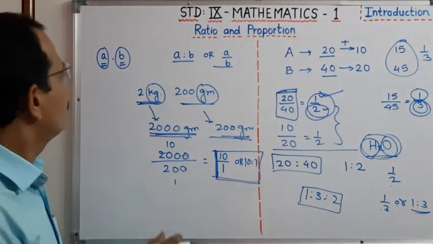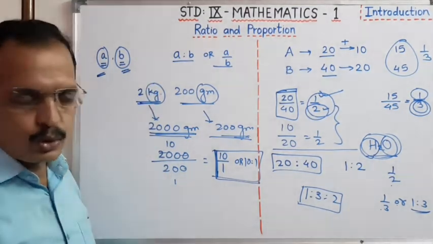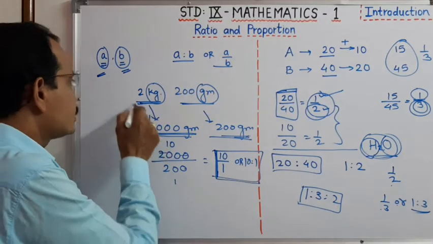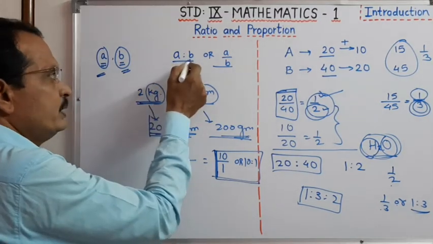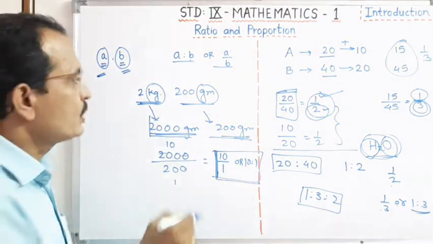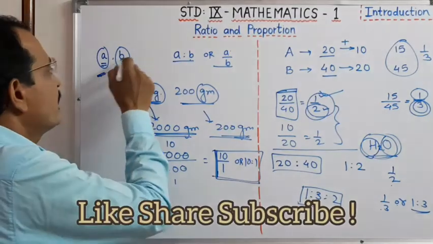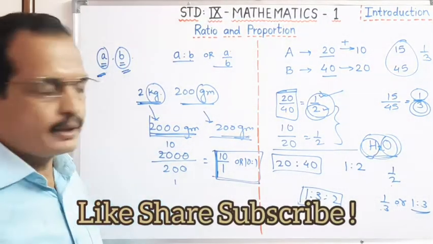And one more thing, this is A and this is B, these are the two quantities. This is the ratio of A:B, or it is A upon B. This is the first property. A is called the first term and B is called the second term.